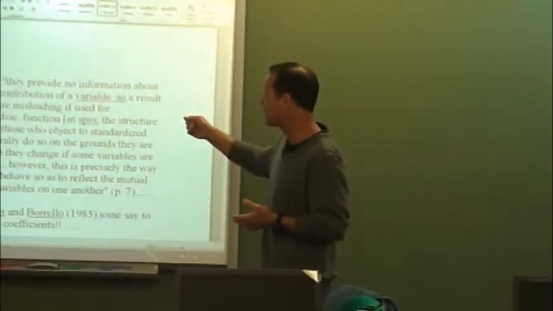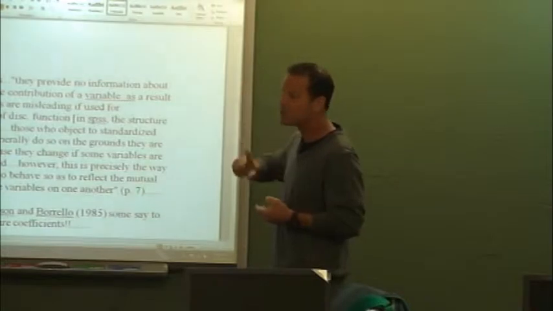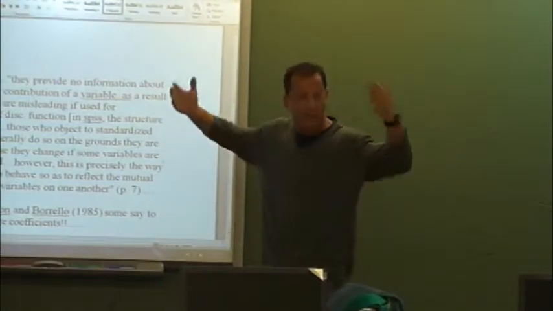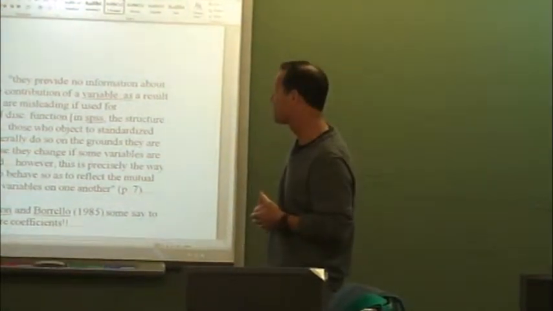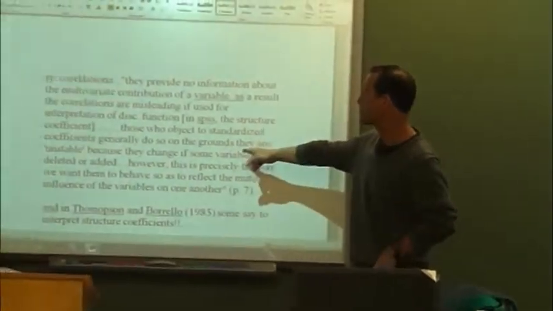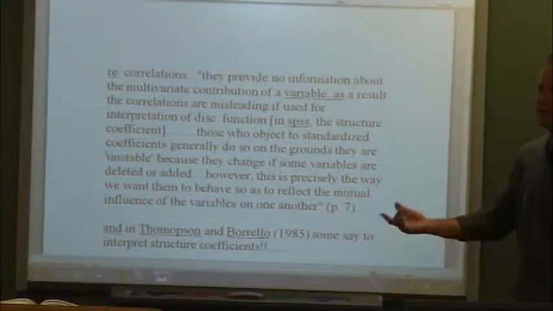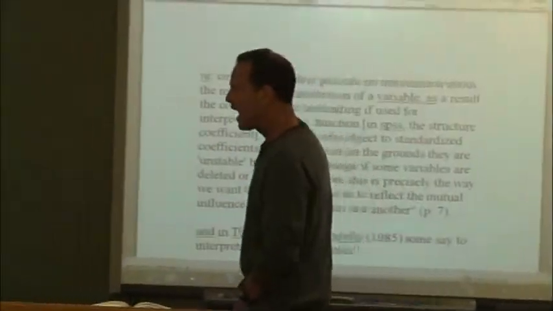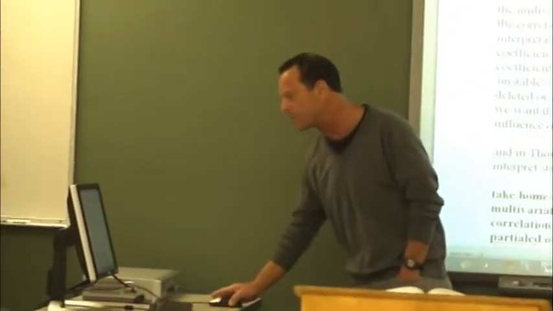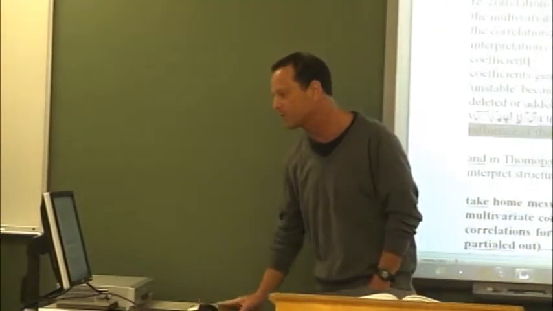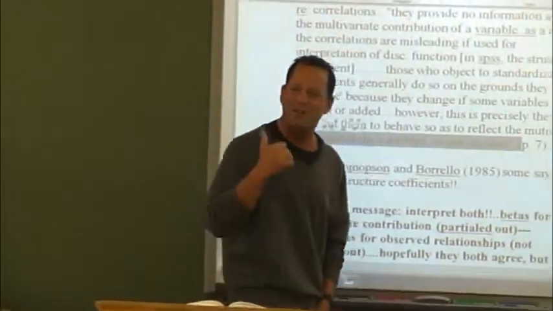So that's why in this American Statistician article, they thought the structure coefficients are misleading, because it's not taking into account there are other variables. Those who object to standardized coefficients do so on the grounds that they are unstable because they change if some variables are deleted or added, which we know is true. However, this is precisely the way we want them to behave, to reflect their mutual influence. So you see, you get really different opinions.